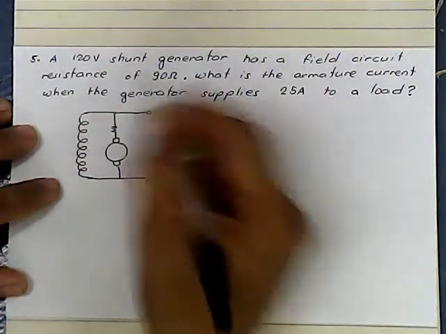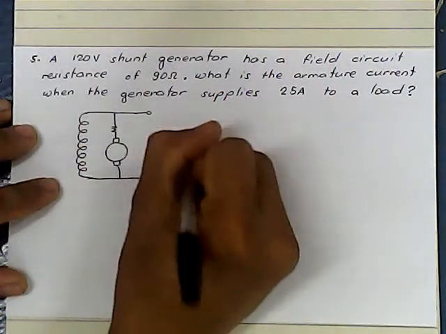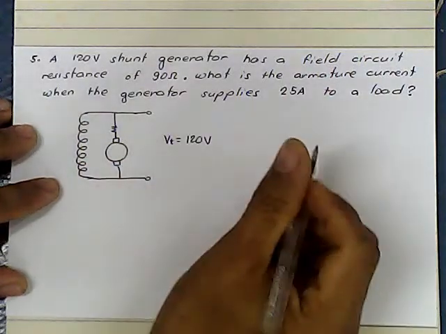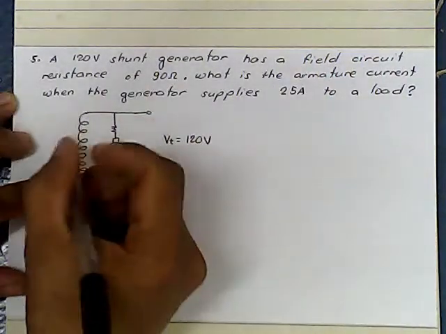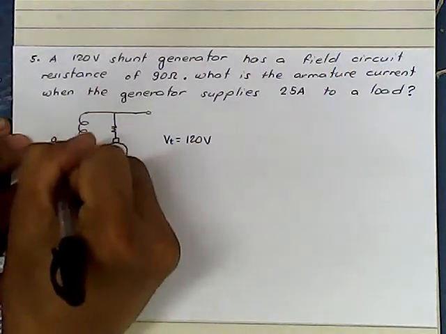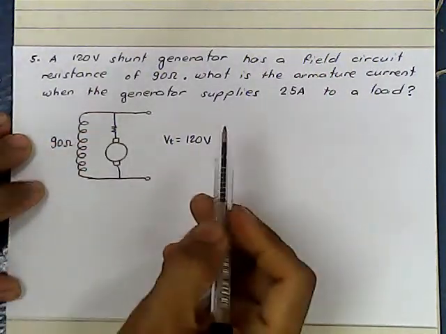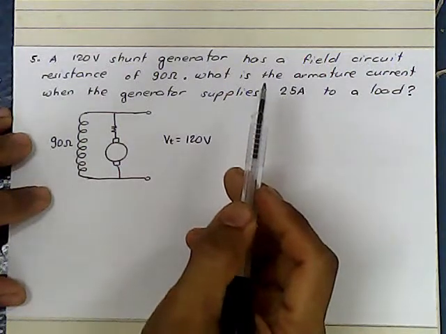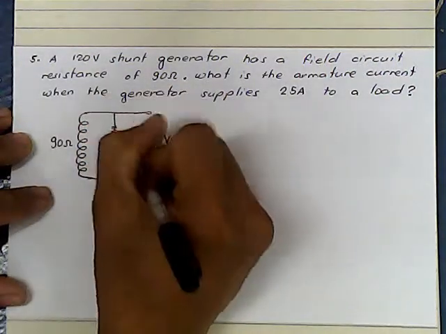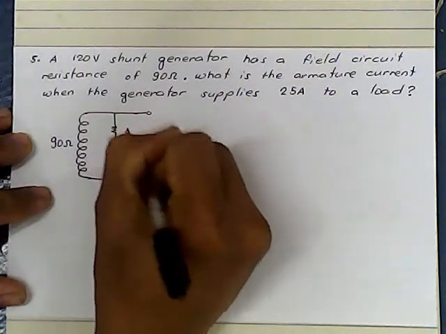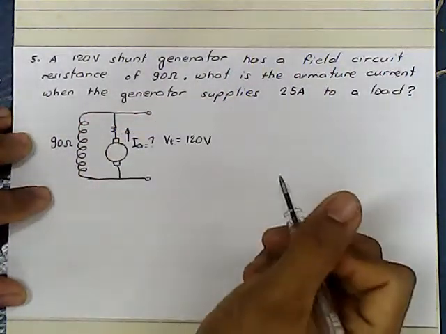Okay, next, our terminal voltage VT is equal to 120 volts. Now, the field resistance is 90 ohms. And what it's asking is, what is the armature current? So, what we are looking for here is the IA.